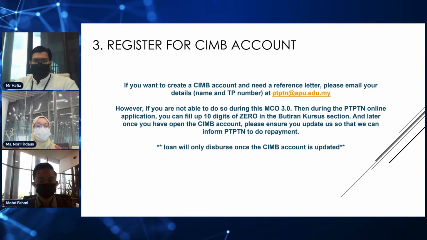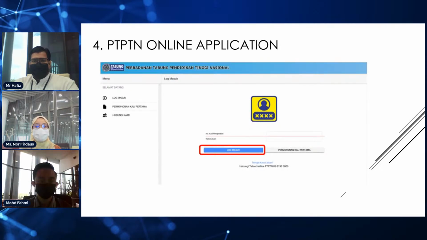In that case, during the online application at Butiran Kursus, you may put 10-digit 0 at the bank account column. Later on, once you have opened the account, please inform us as we need to update PTPTN to do your repayment. Please note, PTPTN only releases a payment once they have updated your CIMB account number in the PTPTN system. Now done for the purchase of PIN number, opening SSPN account and CIMB account. Then you may proceed with the online application.